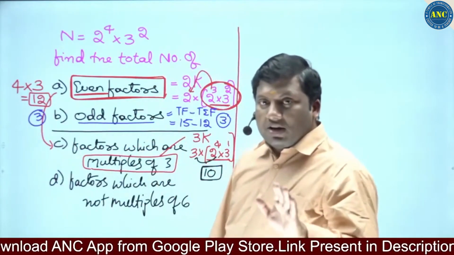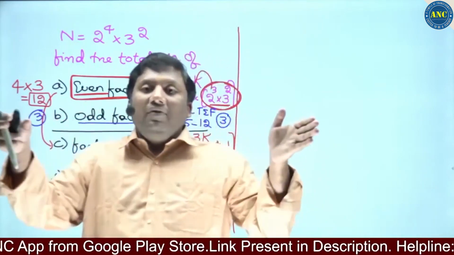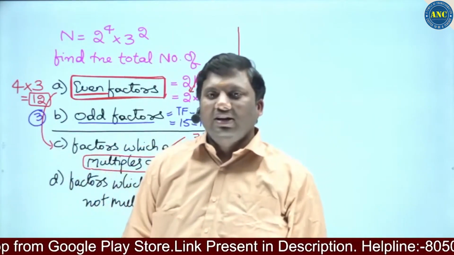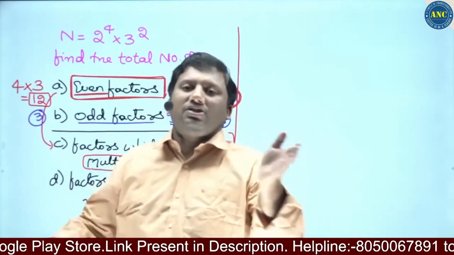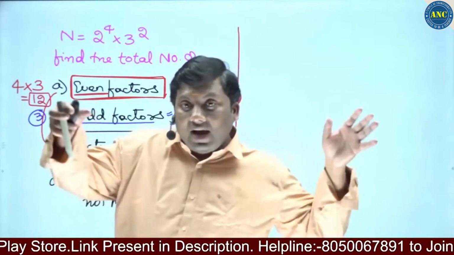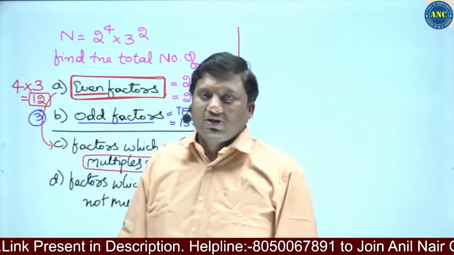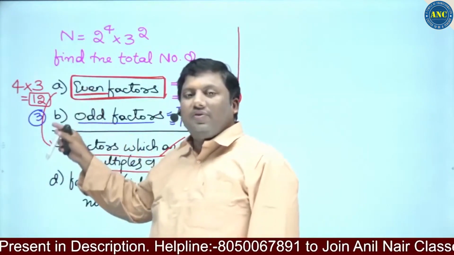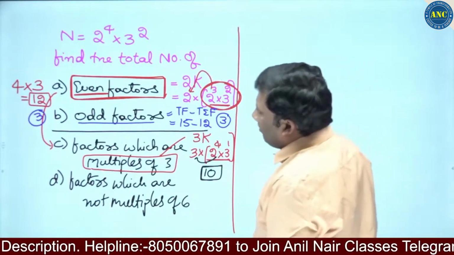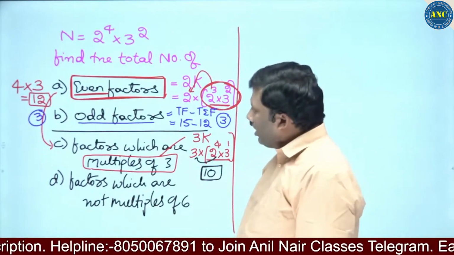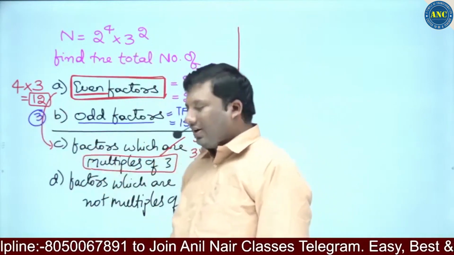Odd factor means, see, even number plus odd number combination is a natural number. So when you add even factors and odd factors, you will get the total number of factors. Total number of factors is always equivalent to even factors plus odd factors. So total 15 minus 12, it is 3.